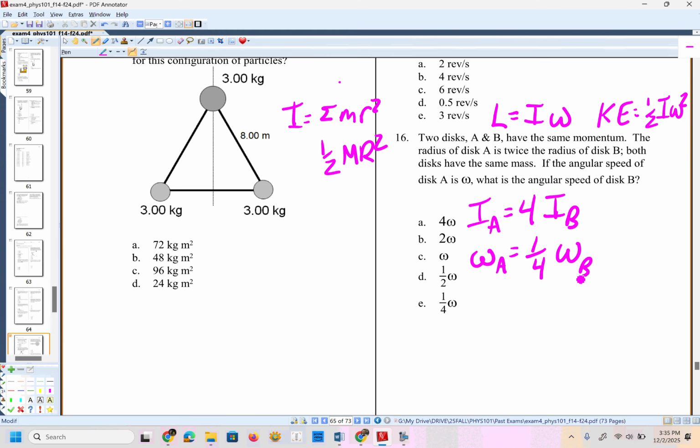All right, so now I'm asking, what is the angular speed of disk B? Well, it's 4 times the angular speed of disk A. Right, was that the answer? A is the right answer? Yeah. So I want to know what is omega B. If I just solve this for omega B, it's 4 times omega A. So A is the right answer there.